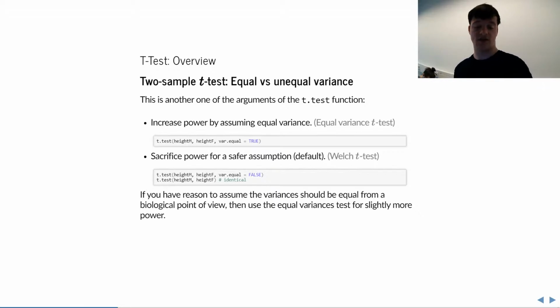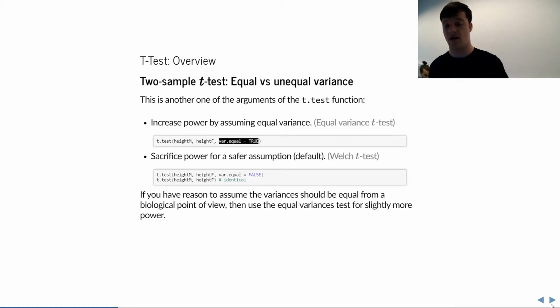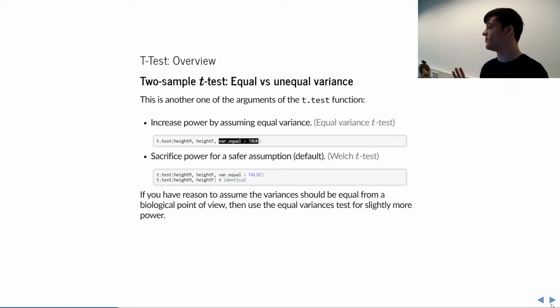Okay, that's just another argument. So you do the same test, t.test, height m, height f, and that will compare the mean of males to that of females. But I'm going to specify an extra argument, var.equal. If I set it to true, it will give me a slightly more powerful test if the variance is indeed more or less equal. But sometimes you don't know. Sometimes you have values for which it's just really hard to guess, is variance going to be equal, yes or no? I have no idea. In that case, it is much safer to just specify var.equal false, which is the default.